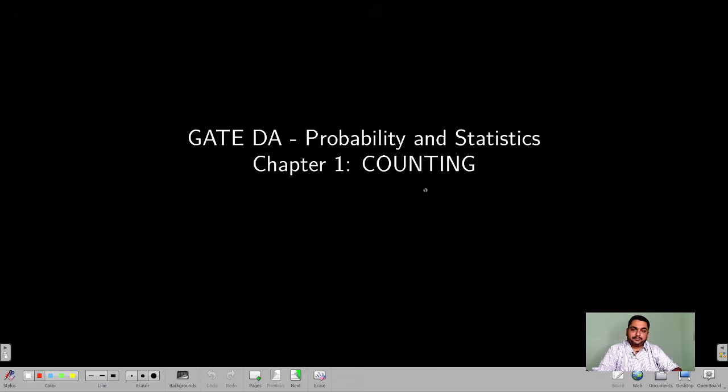Today I will start with the Gate DA syllabus. In that, the first module is probability and statistics. I had divided this into 7 modules as per the syllabus of Gate DA. The first chapter in this is counting. Probability and statistics is one module out of 7 modules in your Gate syllabus for DA. In that, the first chapter is counting.